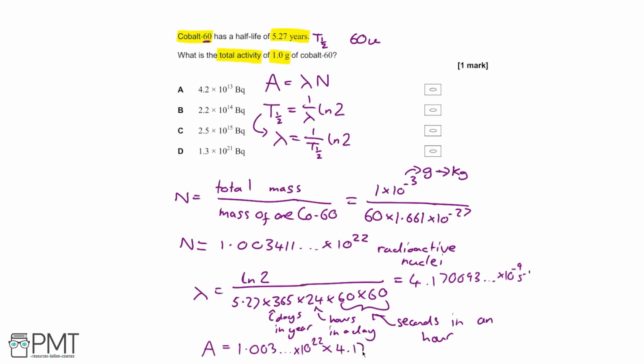Multiplied by 4.170693 times 10 to the minus 9, and that gets us 4.18598 times 10 to the 13, which is approximately equal to 4.2 times 10 to the 13. And that's an activity, so it's in units of becquerels. Therefore, our answer is A.